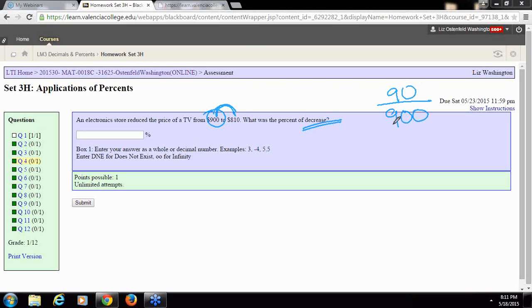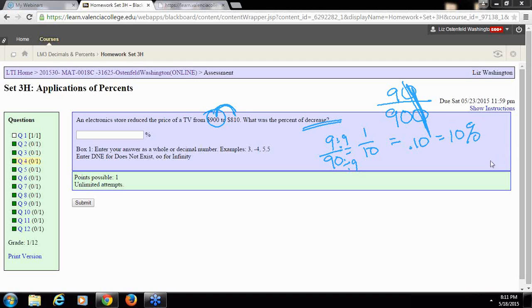Now, in order to convert this fraction to a percent, I have to make it a decimal first. So I'm going to make it easier by simplifying it as 9 over 90. And I'm going to simplify it again and get 1/10, because 9 is divisible by 9. 90 is also divisible by 9, so I get 1/10. 1/10 is equal to 0.10, which is also equal to 10%.